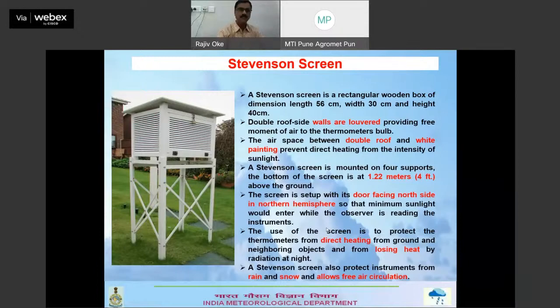The ground also emits long wave radiation of the earth, so the thermometers should not be exposed directly to it, as it would impact them. That's why they are kept inside. The screen protects from direct heating from the ground and neighboring objects, and from losing heat by radiation at night. Further, it has to be protected from rain and snow and allow free circulation. So this is the Stevenson screen.